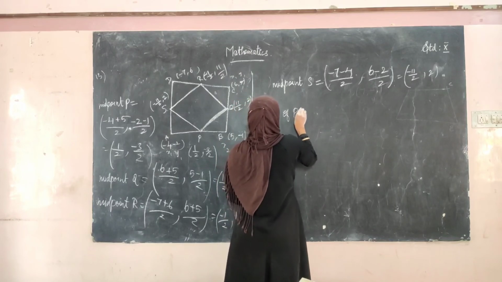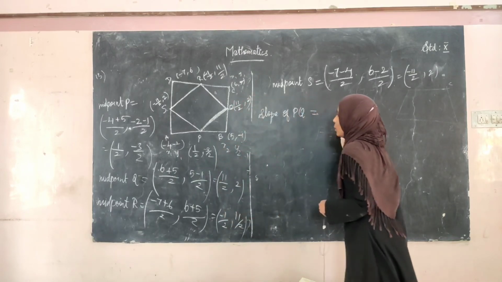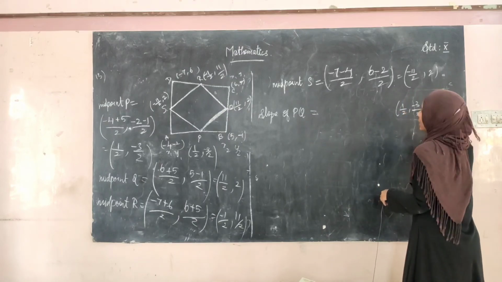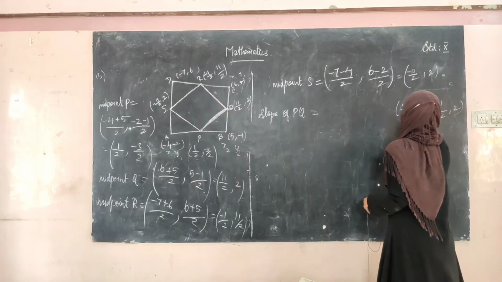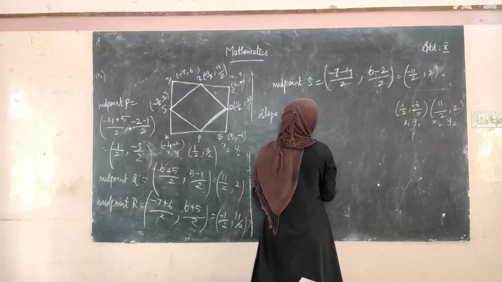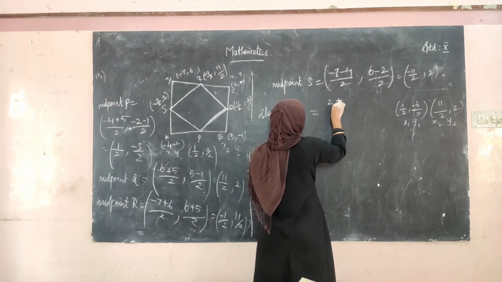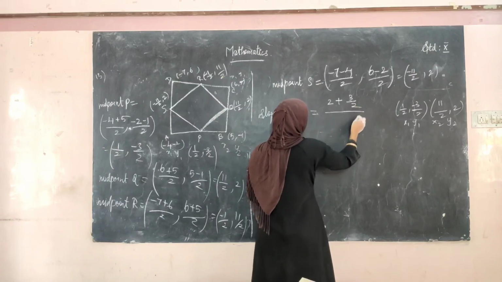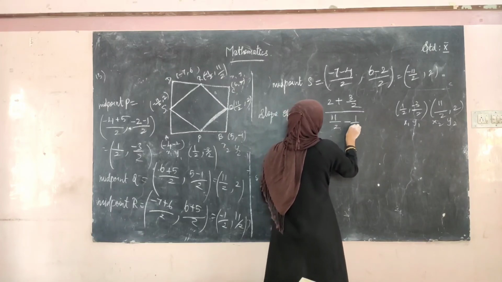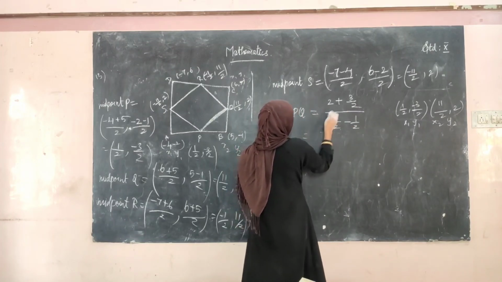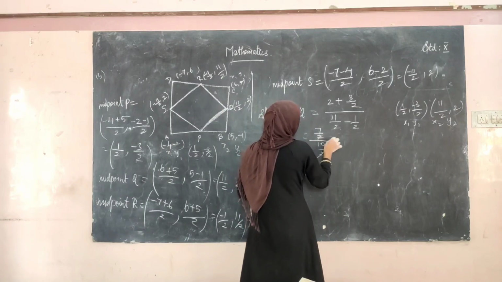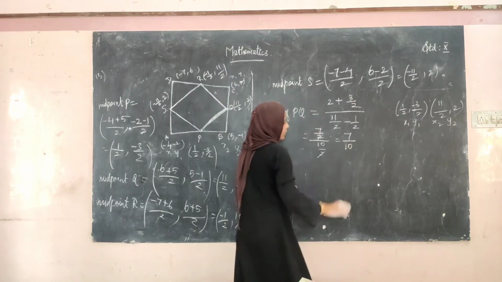Slope of PQ, what are the points? 1 by 2, comma minus 3 divided by 2, and then 11 by 2, comma 2. Taking x1, y1, x2, y2: y2 minus y1 is 2 minus of minus 3 divided by 2, divided by x2 minus x1, x2 is 11 by 2 minus 1 by 2. What is the answer? It is 4 plus 3, 7 divided by 2, and this becomes 10 divided by 2. This is equal to 7 by 10.